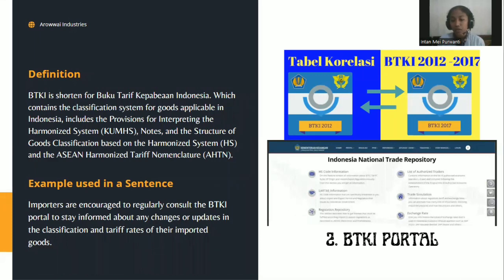The second term that I found is BTKI portal. BTKI is short for Buku Tarif Kepabeanan Indonesia, which contains the classification system for goods applicable in Indonesia, includes the provisions for interpreting the Harmonized System or KUMHS notes, and also the structure of goods classification based on the HS code. An example sentence: importers are encouraged to regularly consult the BTKI portal to stay informed about any changes or updates in the classification and tariff rates of their imported goods.